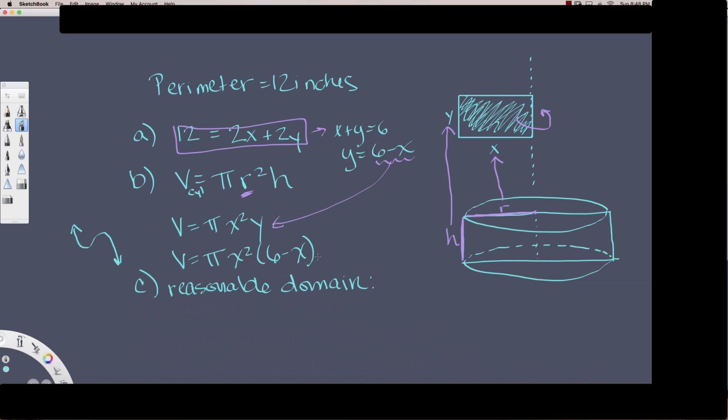So if we think about the context of the problem, our reasonable domain here is going to be 0 to 6, because if I know that x plus y equals 6, and I make x 6, then y is 0. So there is no y dimension of this rectangle, so that doesn't make any sense. But I can go all the way up to, let's say, 5.99, and then have a very small sliver for y, and still have a rectangle there. Okay, so our reasonable domain is going to be 0 to 6. And we can now go take a look at what the graph of this looks like.